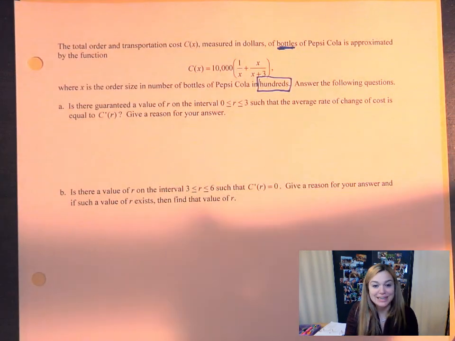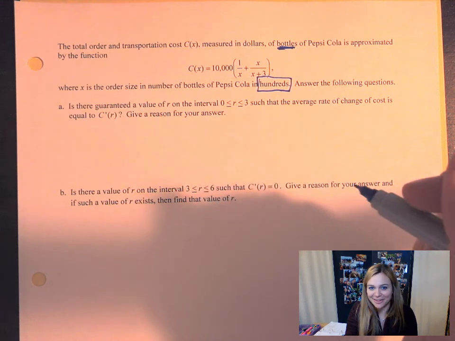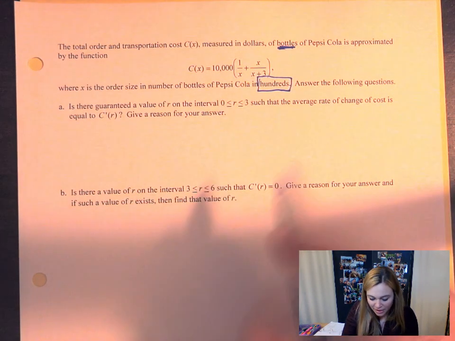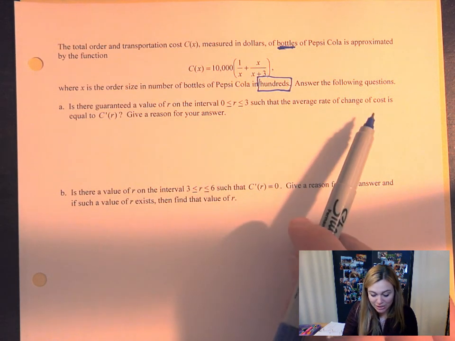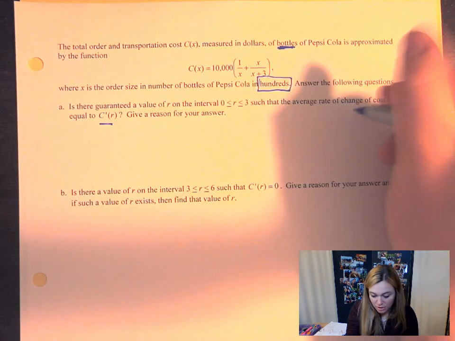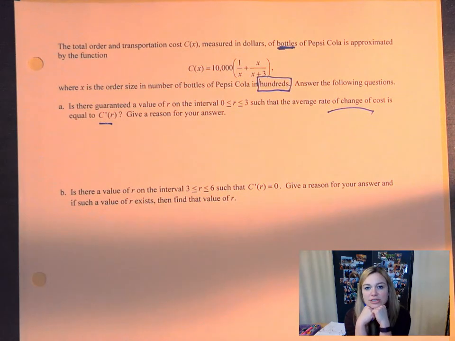Is there guaranteed a value? As soon as I see that, I'm thinking, okay, maybe I get to use the theorem on this interval such that the average rate of change is equal to C prime. Which one is that? Average rate of change is equal to the instantaneous rate of change. Or I could say the slope of the secant is equal to the slope of the tangent.